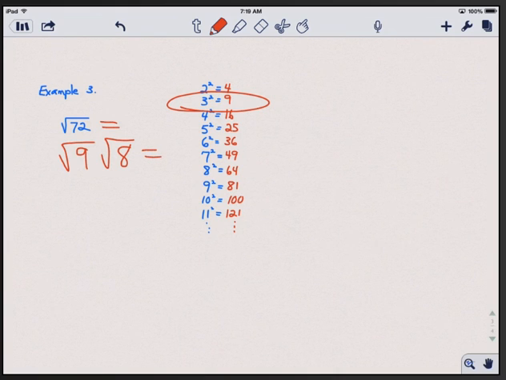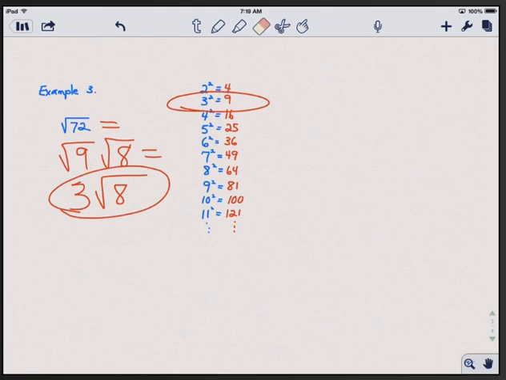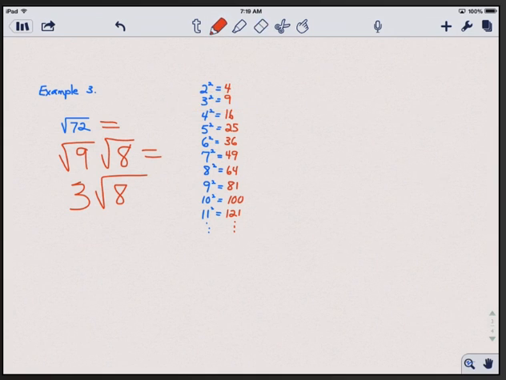So the square root of 9 is equal to 3, and we copy down the other factor. And 3 times square root of 8 is exactly equal to the square root of 72, but neither one is in simplified radical form. This is not finished because there is still a perfect square that divides into 8, and that happens to be 4.